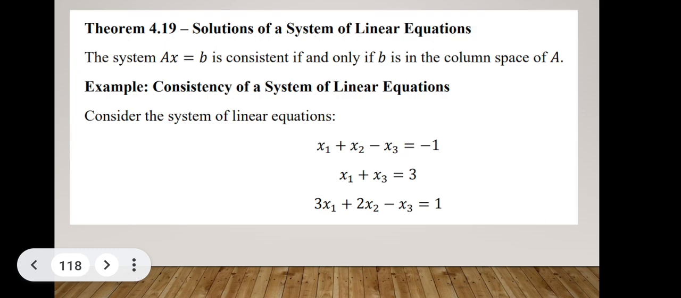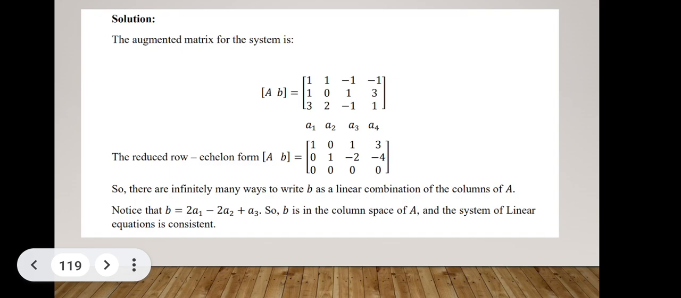The system Ax = b is consistent if and only if b is in the column space of A. So, example, consistency of a system of linear equations. Consider the system of linear equations: x1 + x2 - x3 = -1, x1 + x3 = 3, 3x1 + 2x2 - x3 = 1.